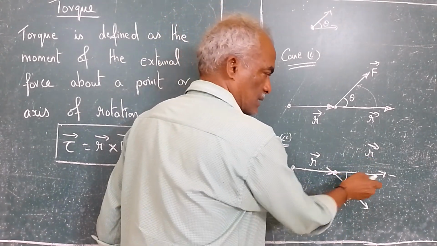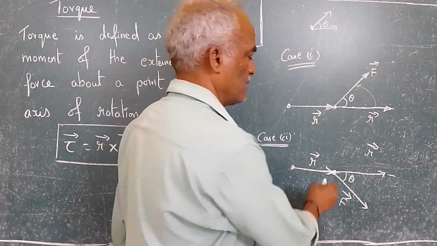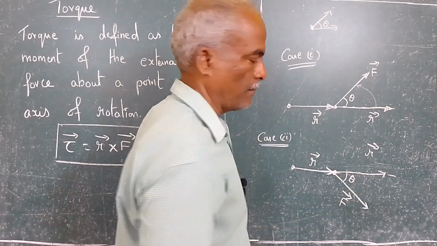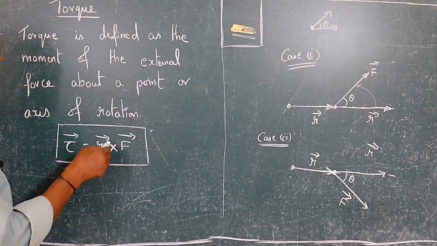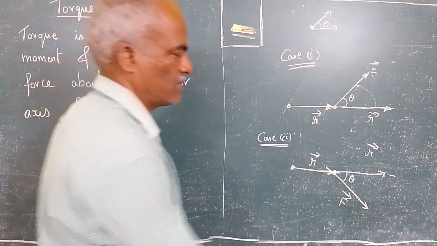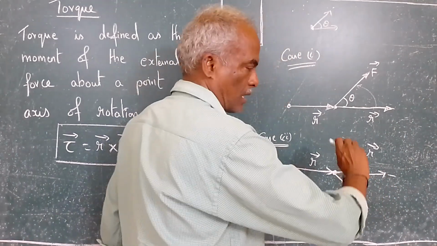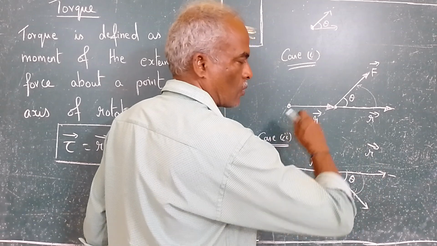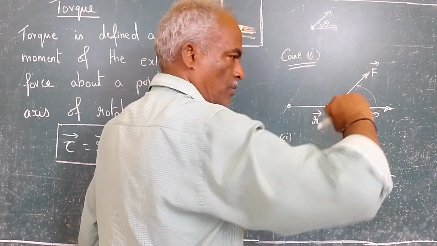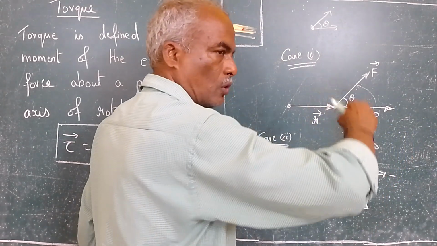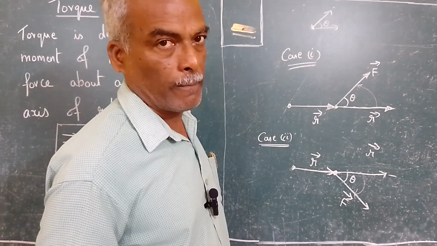Now R vector is in this direction, force vector in this direction. The point of interest is here and the angle between them is theta. Now torque is what? R vector cross product with F vector. That means now R vector is hitting F vector. That means it is moving clockwise. So assume that a screw is here. With a screwdriver, if you try to rotate clockwise, what will happen? The screw will go inside this board.